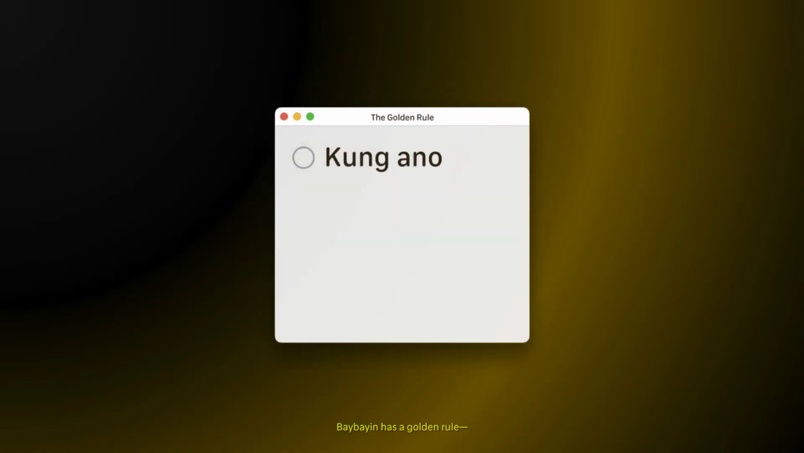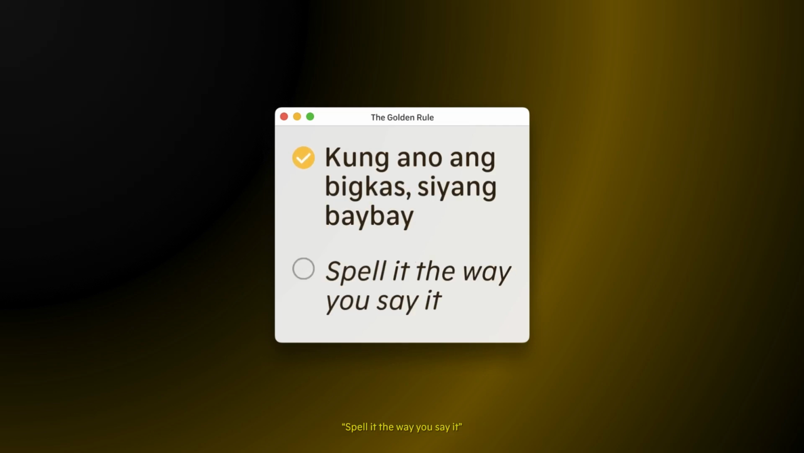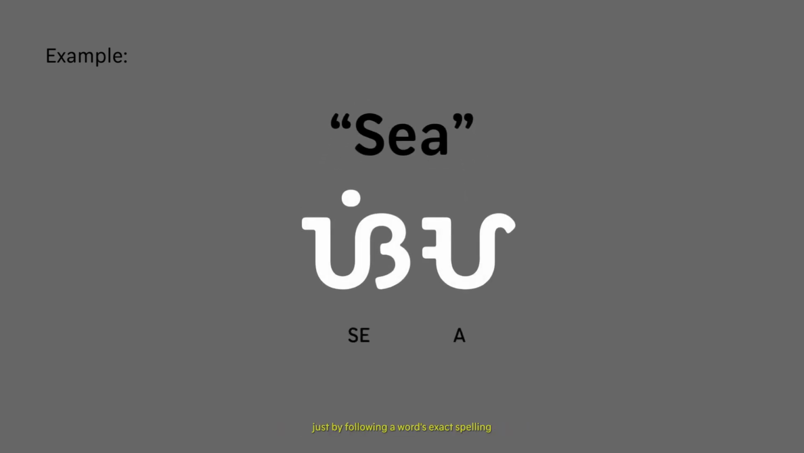Baybayin has a golden rule. Kung ano ang bigkas, siya ang baybay, which translates to "spell it the way you say it." Let's take a look at this example. We have here the word "see." Most people would erroneously write Baybayin like this, just by following a word's exact spelling and calling it a day. However, we need to note the compatibility of the language and keep in mind the golden rule before we start.